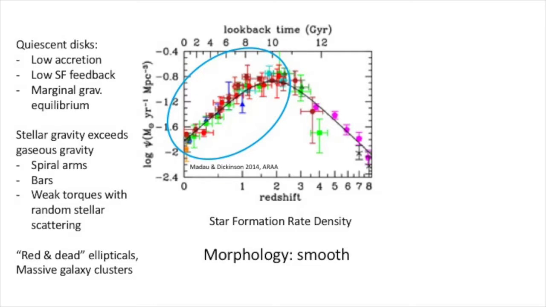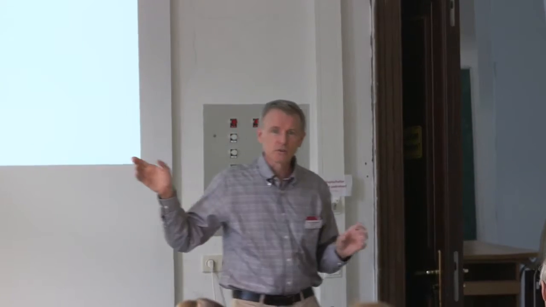You get the red and dead galaxies, which have already exhausted their gas or stopped their accretion. And over time, continuing this buildup, you get the massive galaxy clusters. Okay, so that's a cosmology in a nutshell. I'll take a minute or so if there are any quick questions about this before I zero in on a local region of star formation.